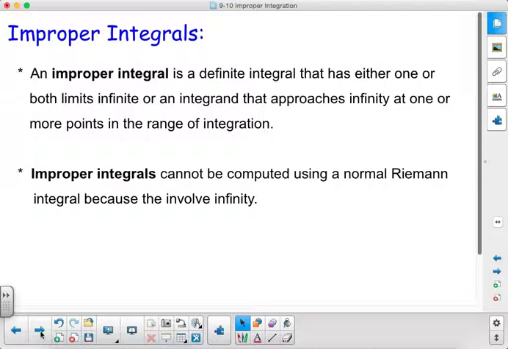Or the other possible case that happens is that potentially my function won't exist. And so the integrand approaches infinity at one or both ends, or the first part here, sorry, that either one or both limits are infinite in that integral. I'll show you an example of what that means.